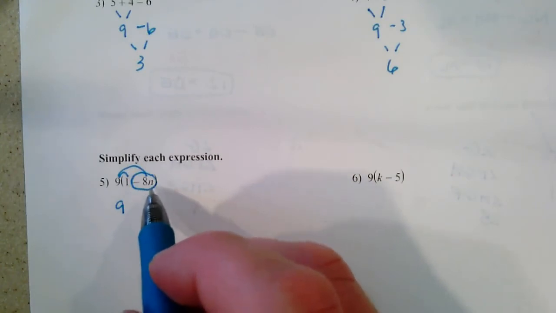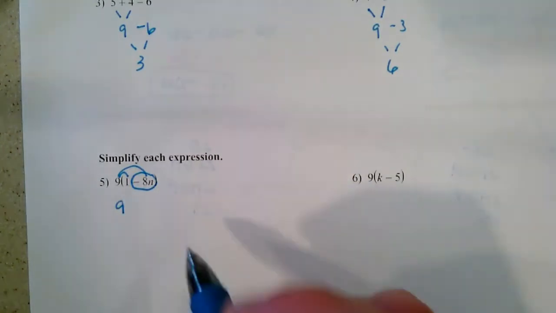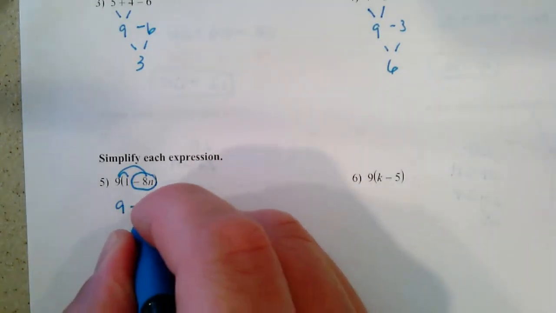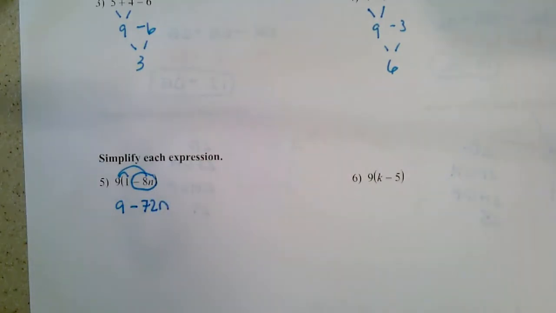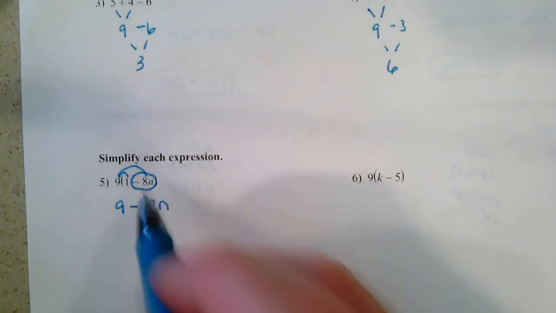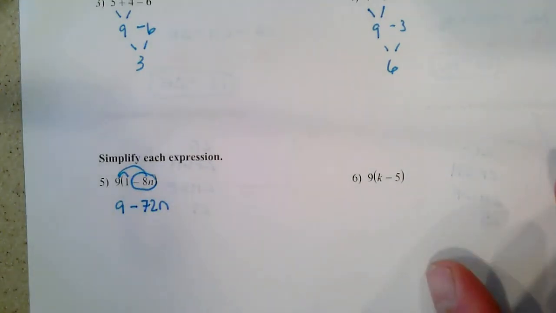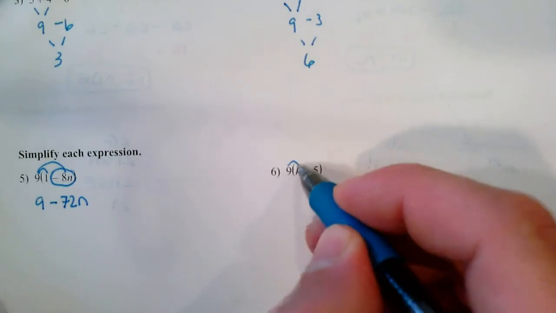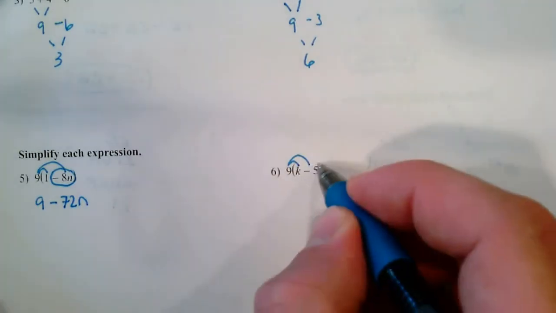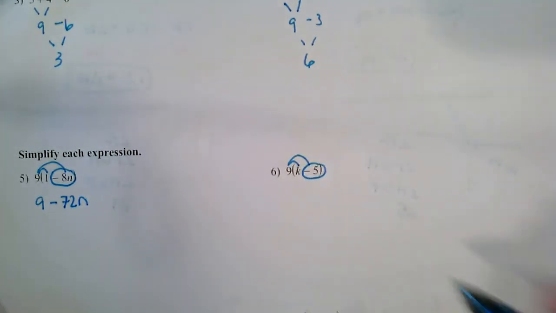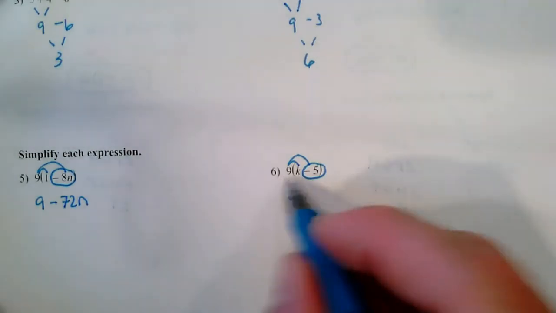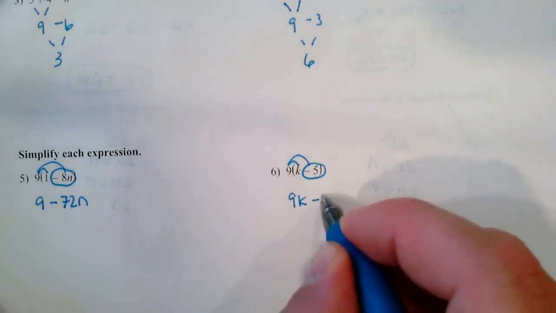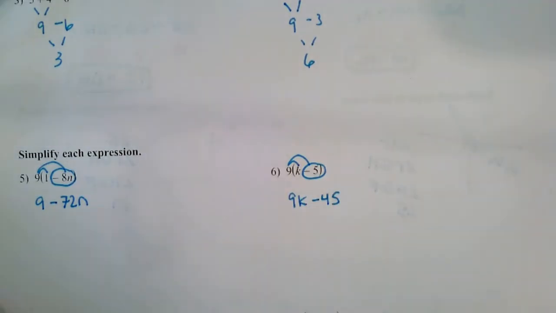So 9 times a negative 8n, well 9 times negative 8 is negative 72, and then the n just goes along with it. So we only multiply the coefficient together. Next door here, we've got 9 times k, and 9 times a negative 5. So 9 times k just becomes 9k. 9 times negative 5 is a negative 45.